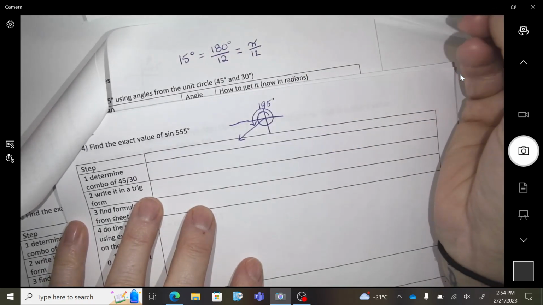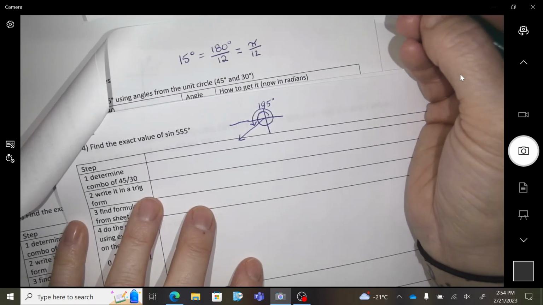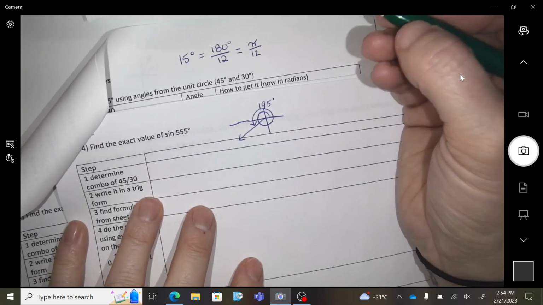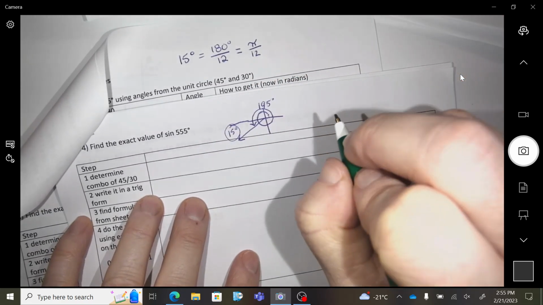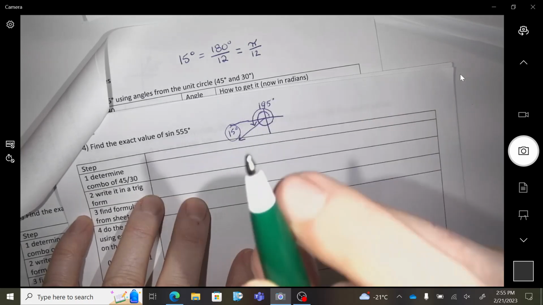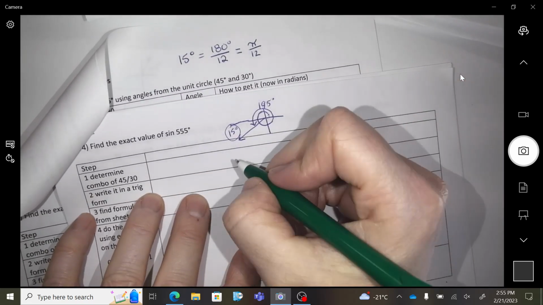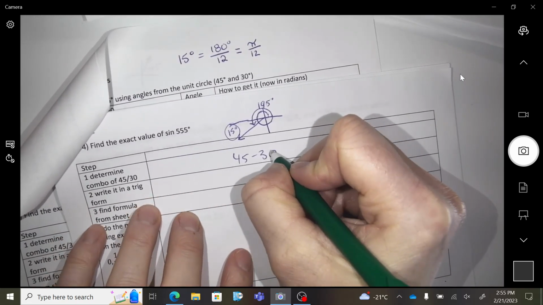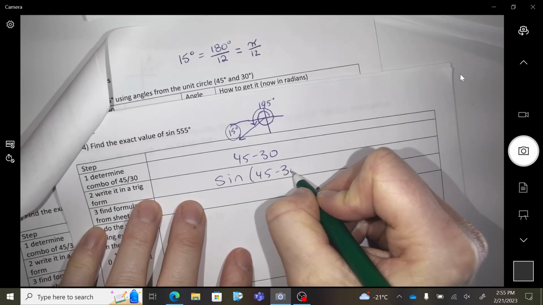Okay, how much am I off of the axis? Am I a 15 or a 75? I'm a 15 degree. When I say that, it's just the reference amount, guys. I'm either 15 or 75 referenced. So I'm going to do 45 minus 30, right? So what is the sine of 45 minus 30?